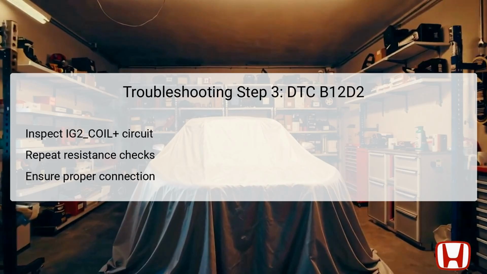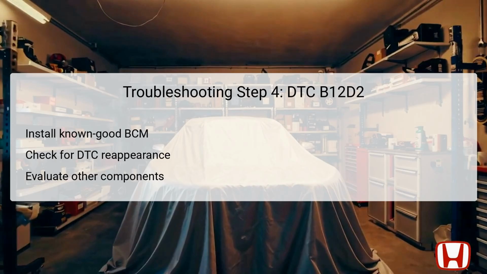Following inspection, all connectors should be reevaluated to guarantee they are correctly seated and exhibit no signs of damage. A reliable IG2 coil plus circuit is essential for the effective operation of the vehicle's power control unit. The fourth troubleshooting step necessitates installing a known good body control module, BCM, to test if the issue persists.